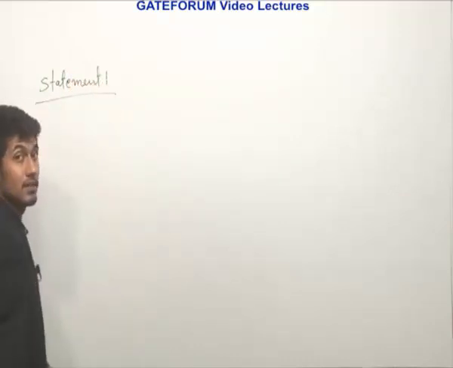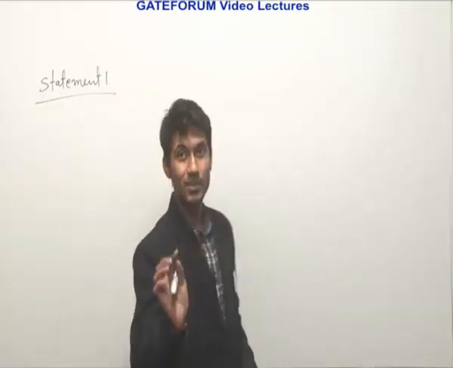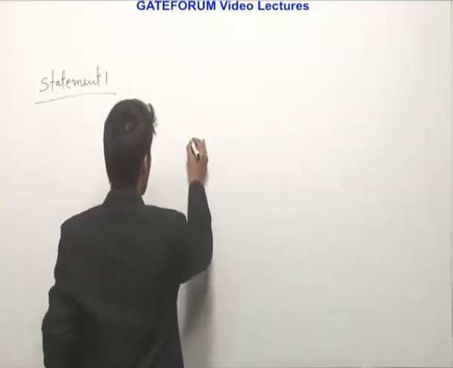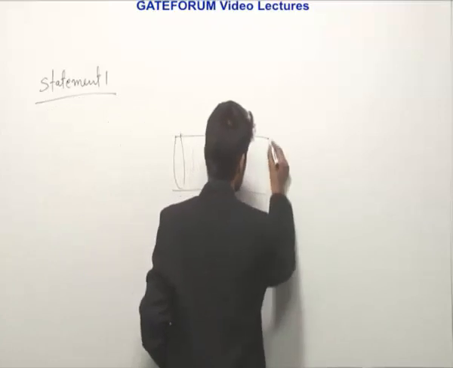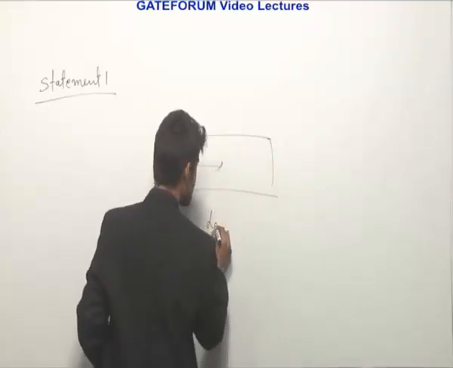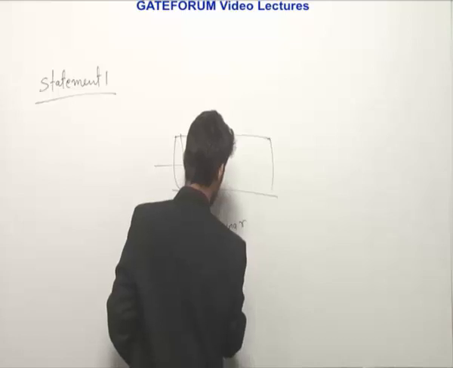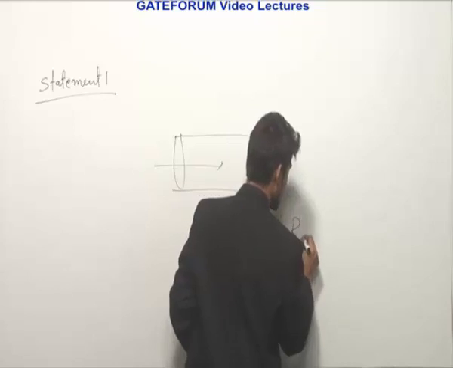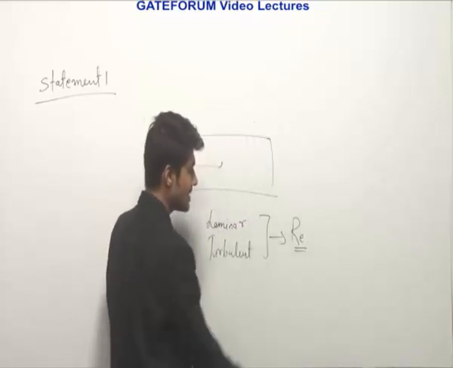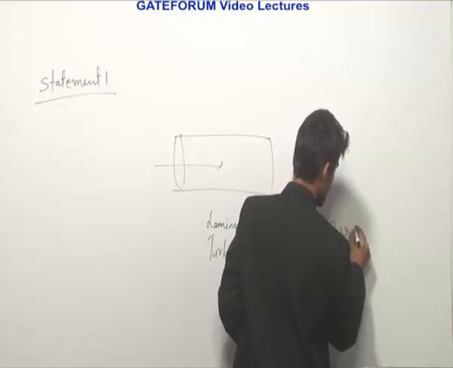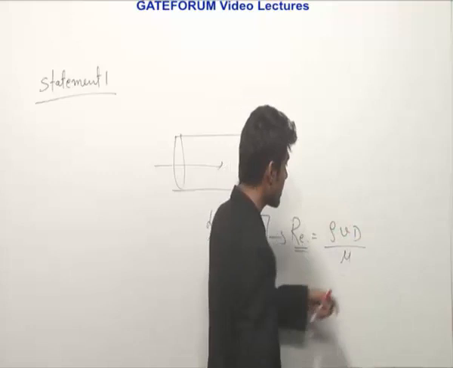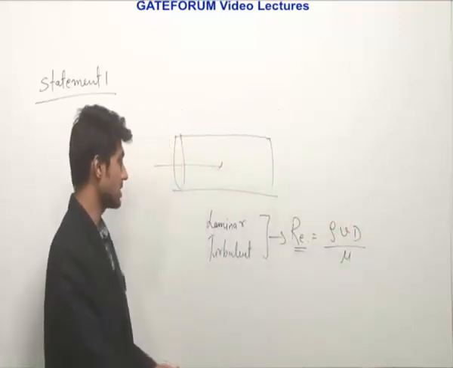Statement 1 given is, in a pipeline the nature of fluid flow depends entirely on velocity. Whenever you see such words, entirely, mainly, only, you need to look at this statement again. As we know, for any pipe flow, whether the flow is laminar or turbulent, we need to look for Reynolds number, and this Reynolds number is rho Vd by mu, where rho is density, V is velocity, D is diameter and mu is dynamic viscosity.